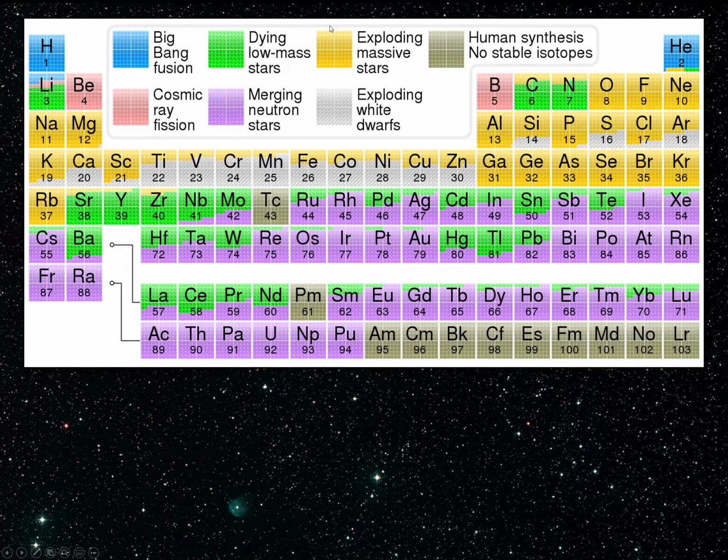But if you look at this, all of these are from stars, except for cosmic ray fission, which is when high energy particles smash into the atmosphere of Earth, and the Big Bang fusion, which is the original creation of the universe, created those elements. But most of these elements on the periodic table are coming from stars. Well, except for the human synthesis, where there are no stable isotopes of these elements, and so you have to create them inside laboratories. So, stars will create them, but then they'll immediately fall apart.